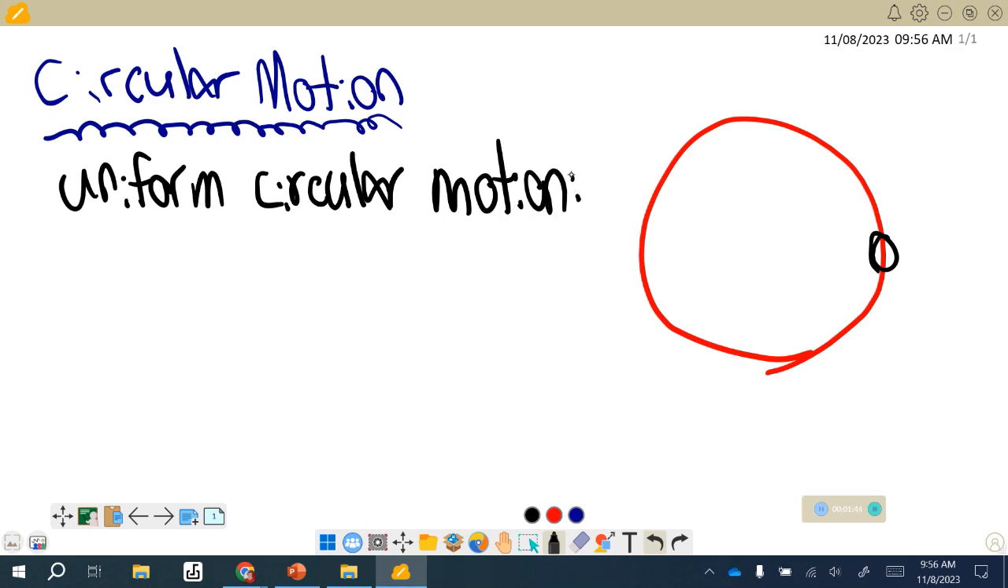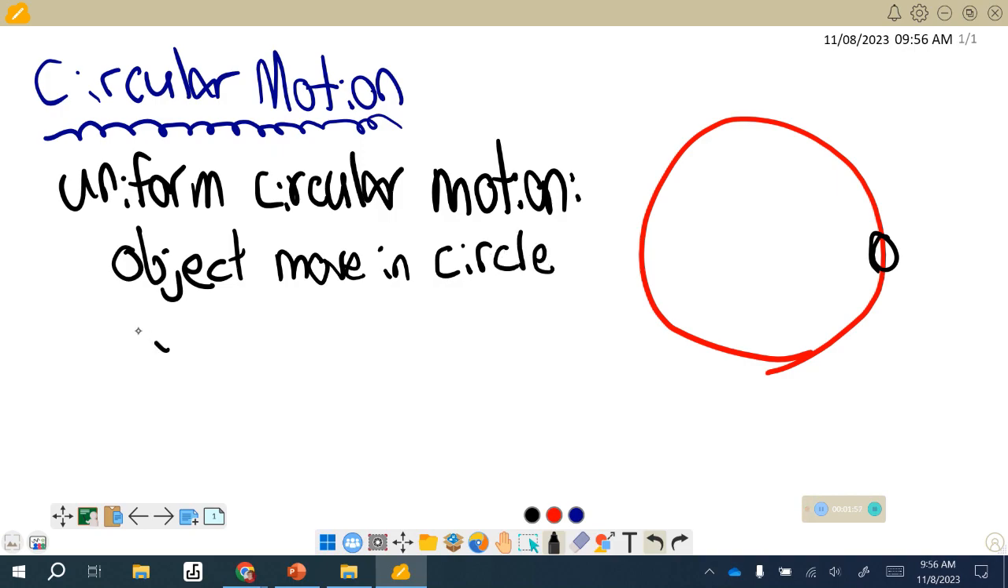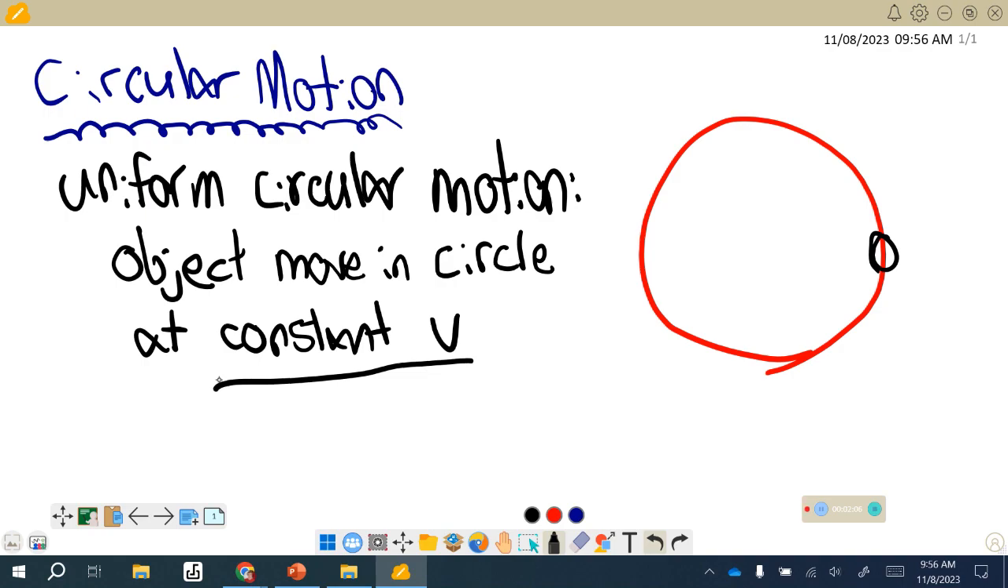Now, uniform circular motion is specific in that objects move in a circle at constant velocity. Okay? And that's kind of the important part right there. That constant velocity is what makes it uniform circular motion. When you start having objects moving in circles and they're speeding up and slowing down, things get complicated quickly. So in this class, we stick with mostly just uniform circular motion like this.